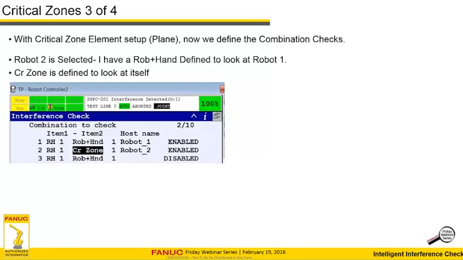Now it's a little confusing, but okay. So we're using robot 2's teach pendant. Basically, robot 2 is defined to look at robot 1. And then the critical zone is defined to look at itself.